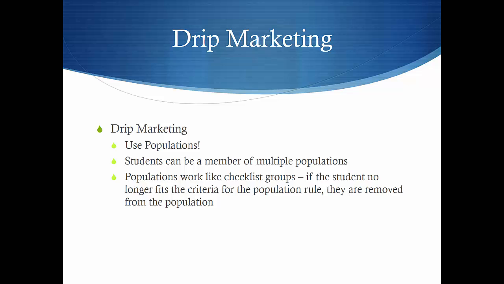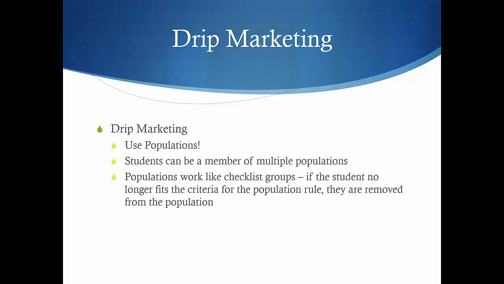And populations work a lot like checklist groups. So if a student fits the criteria to be in a population, they can be set to be in that population via a rule. And if they no longer fit the criteria for that population rule, then they are going to be removed from the population. They no longer have that population on their record. So populations are really designed to give you the power to build some of the more complicated criteria around who fits into a population within the rule that sets that population, and then you can leverage the fact that the student is in that population in a lot of different ways.